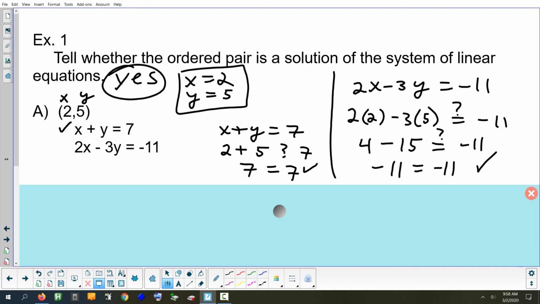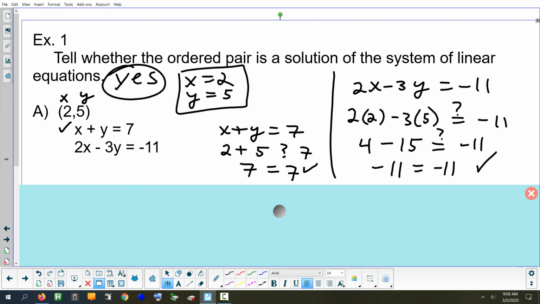Now, you could try to find another one, but you won't. The only numbers that would work in both is if you put a 2 in for x and a 5 in for y. You might say, well, could I put a 1 in for x and a 6 for y? Yeah, on the top one, 1 plus 6 would give you 7. But I guarantee if you put a 1 and a 6 in the bottom, it wouldn't work. There's usually only one answer that works in both.